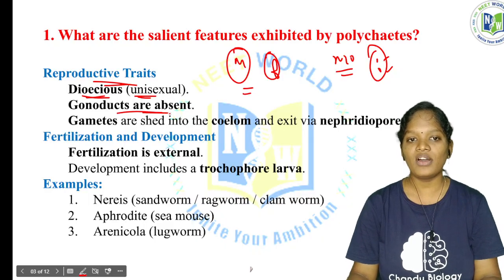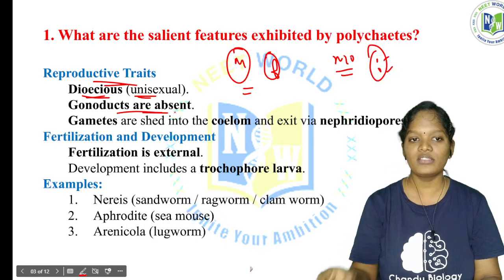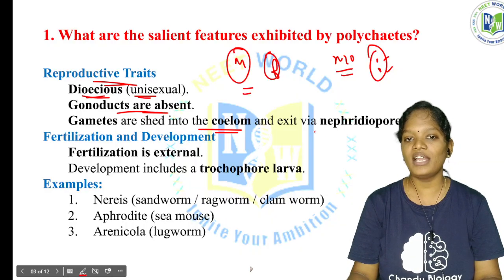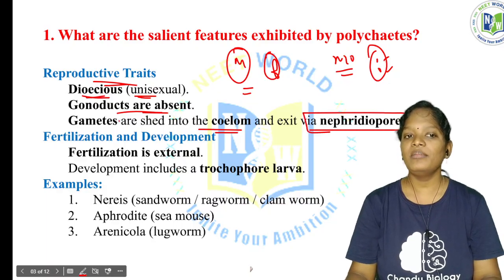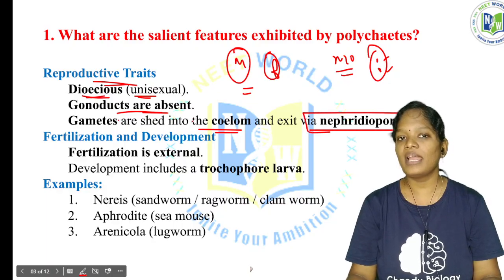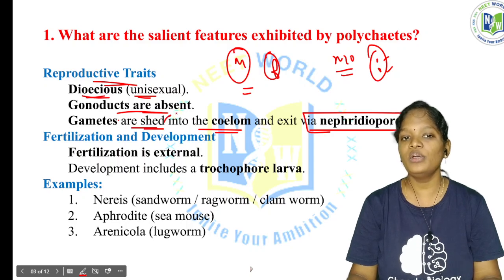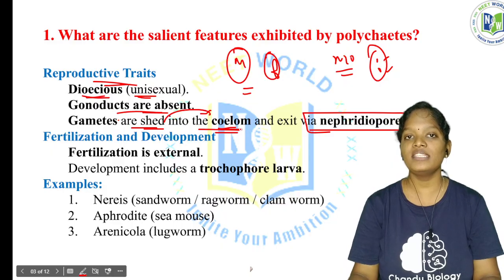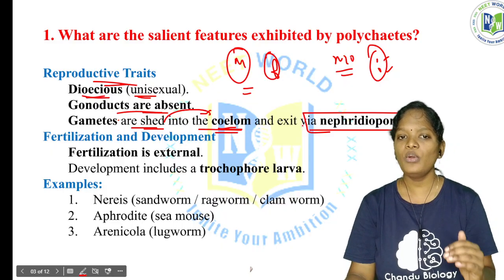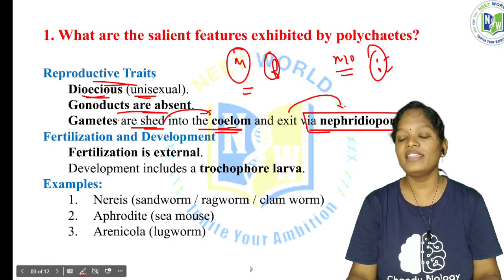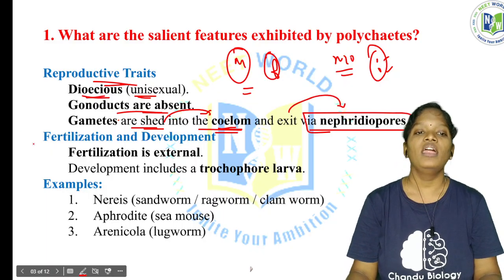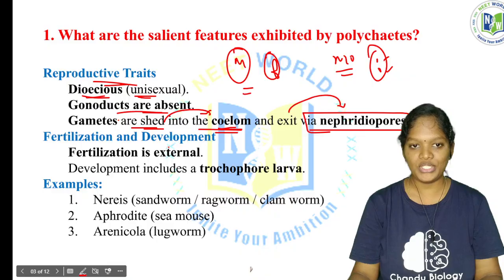Here the gonoducts are absent. The gametes are shed into the coelom, which is the body cavity, and exit via the nephridiophores. So the gametes are shed into the body cavity, the coelom, and the structure through which they exit from the coelom is called the nephridiophores. Now, what are the fertilization and development?